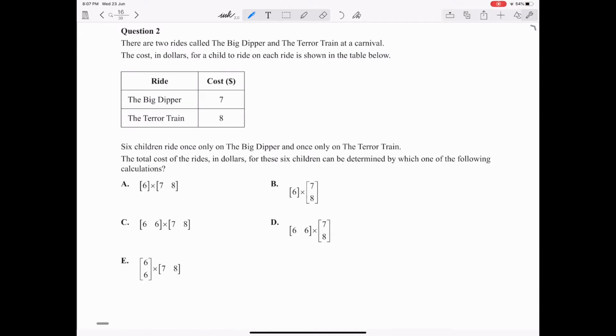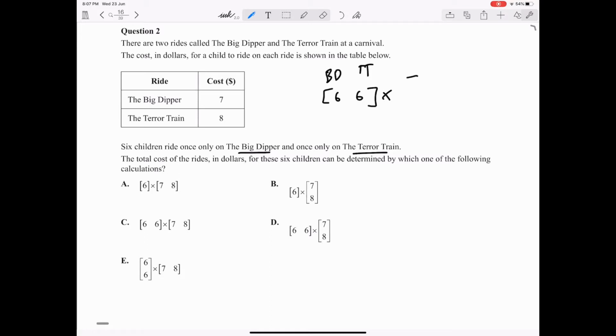Question 2. There are 2 rides called the Big Dipper and the Terror Train at a carnival. The cost in dollars for a child to ride on each ride is shown in the table below. 6 children ride once only on the Big Dipper and once only on the Terror Train. The total cost of rides in dollars for these 6 children can be determined by which of the following calculations. So we've got to determine the total cost of the rides, and it only gives us matrix expressions as multiple choice answers.